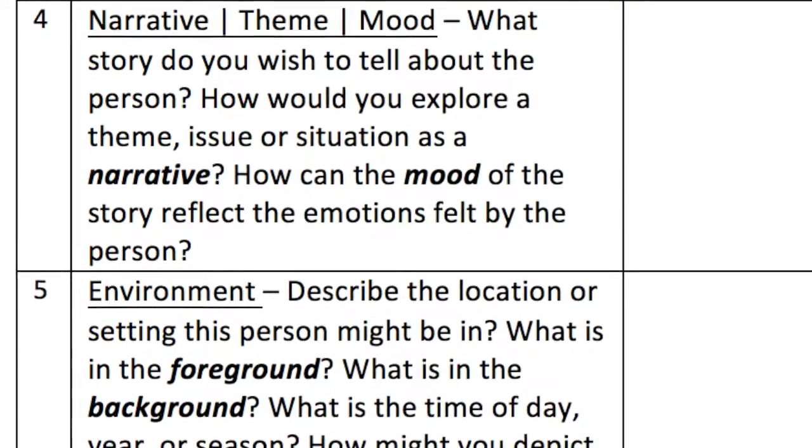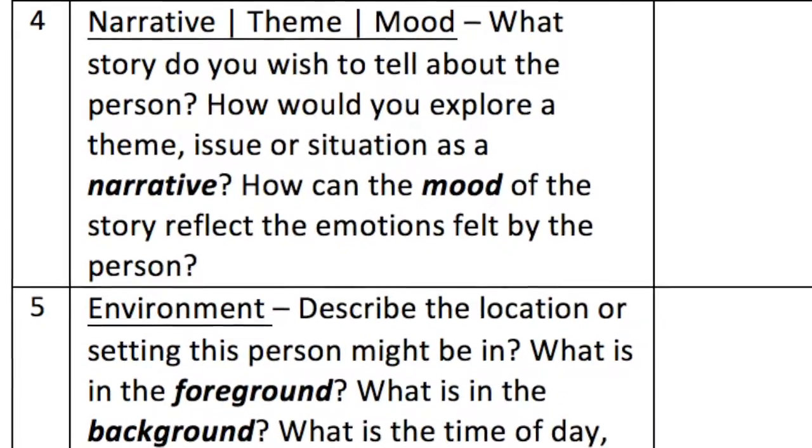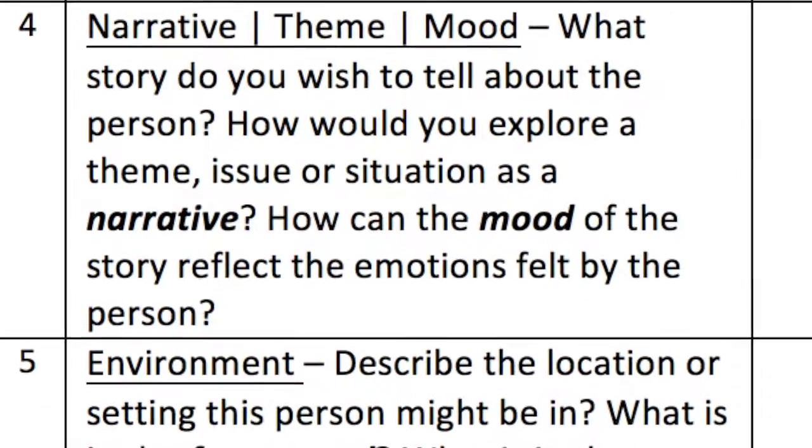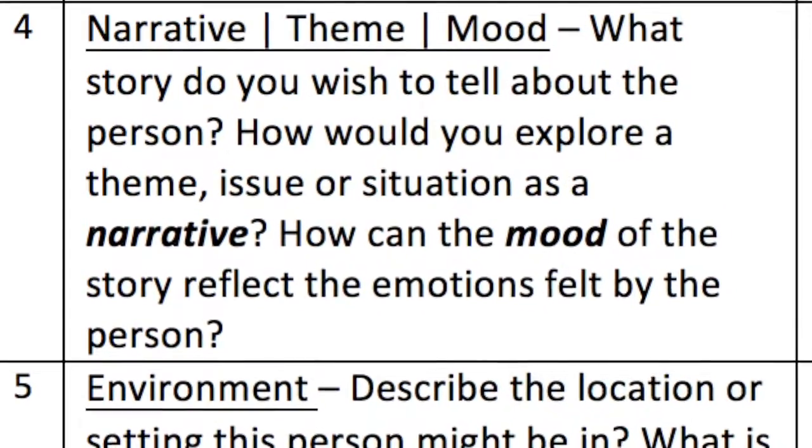So we know that Violet was escaping with her male children, 2 young children. So how might she be feeling? That's definitely a good conversation to have. Let's talk about narrative, theme, or mood. What story do you wish to tell about the person? How would you explore a theme or a narrative? How can the mood of the story reflect the emotions?